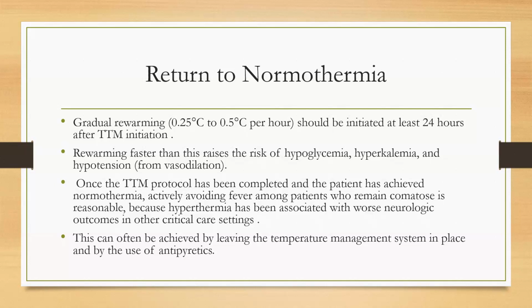So once the TTM protocol has been completed, the patient has achieved normothermia. Actively avoiding fever among patients who remain comatose is reasonable because hyperthermia is again associated with worse neurological outcome in the critical care setting. This can be achieved by leaving the temperature management system in place and by use of antipyretics.